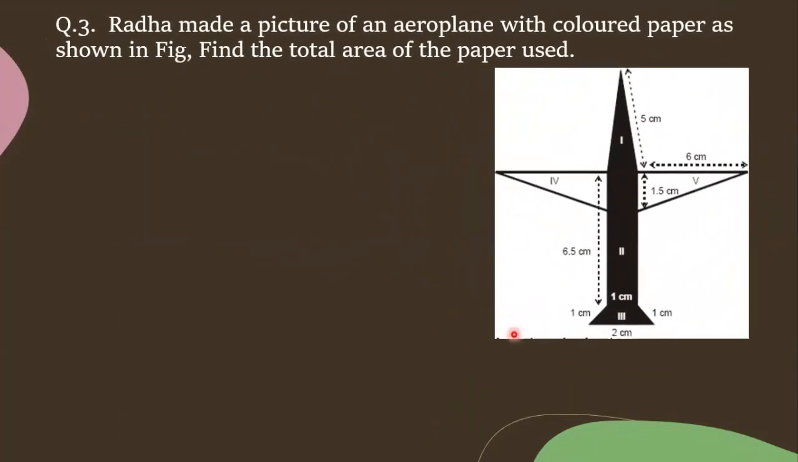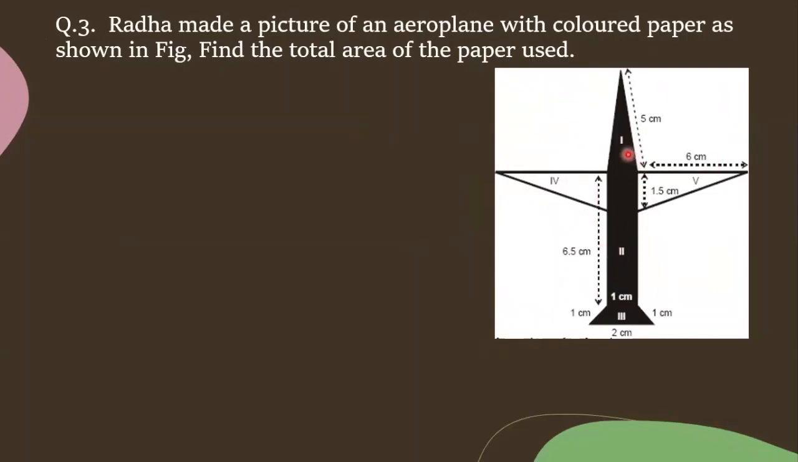Next. Yesterday I was going to explain this figure. Radha made a picture of an aeroplane with colored paper as shown in the figure. Because it is colored paper only, children, when I copy it, it has come as black and white. Don't feel bad, okay? Find the total area of the paper she has used.